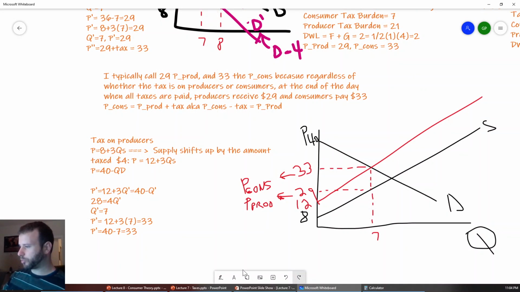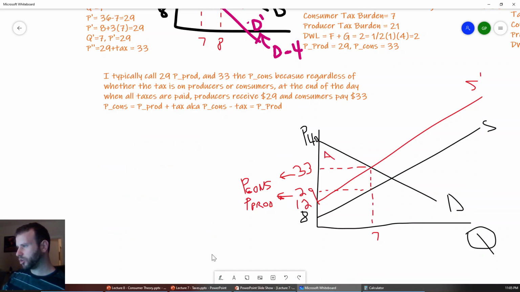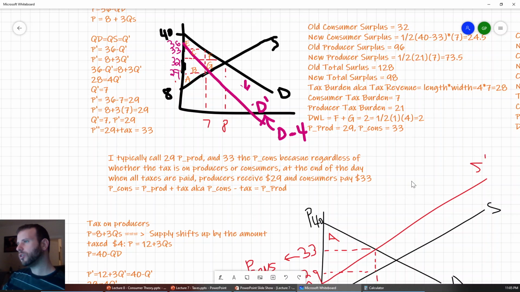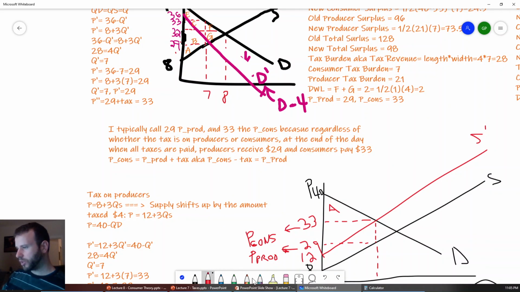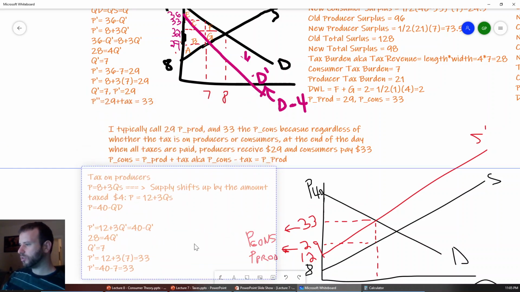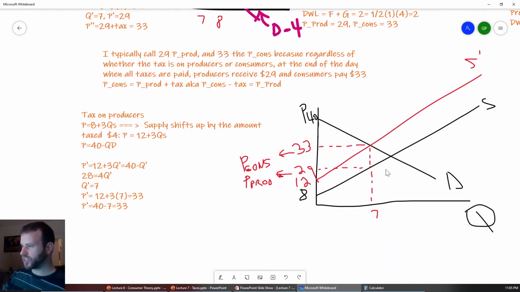The only thing is that we shifted supply up. I guess I never labeled that supply prime. We shifted supply up instead of shifting demand down, but everything else is the same. This equilibrium price was still 32 because that part's not changed. This is 8. This is still going to be your A, or whatever it was. This is still going to be your consumer surplus. I guess it was E. But at any rate, all the numbers are going to be the same because everything is the same. The only difference is that we shifted supply up instead of shifting demand down, but the whole system of equations leads to the same exact conclusion.